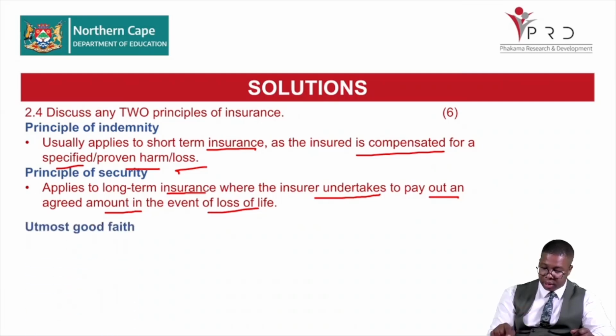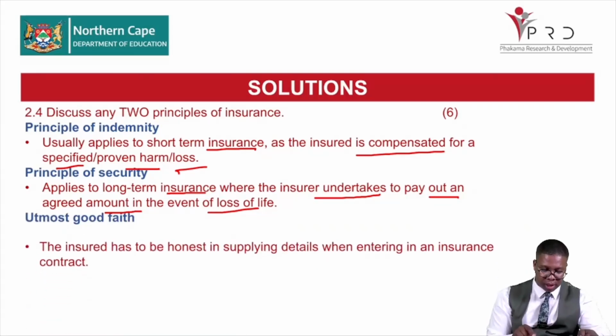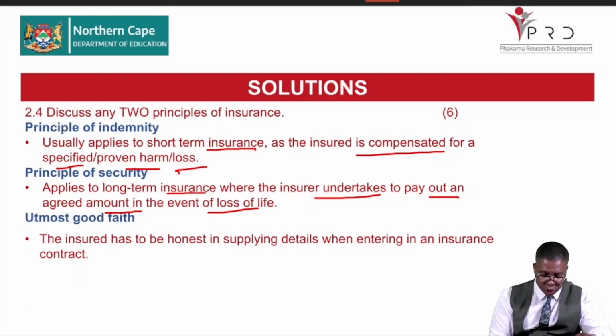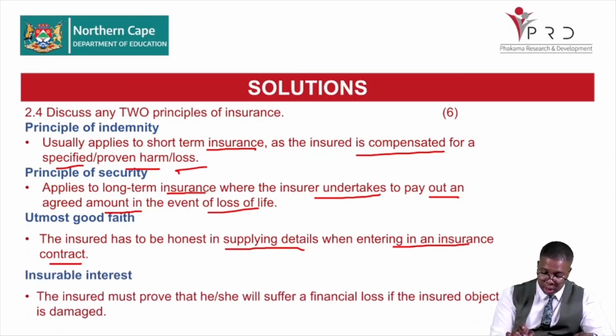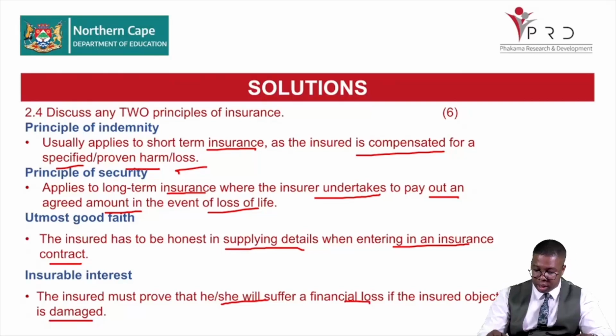So this is the security part, to say there is an agreed upon amount of money that is paid upon an event of loss of life or loss of employment. Then utmost good faith is about being honest as you enter the insurance contract. Hence, the insured has to be honest in supplying details when entering an insurance contract. Then that's how you deal with that. And then insurable interest. The insured must prove that he or she will suffer a financial loss if the insured object is damaged.